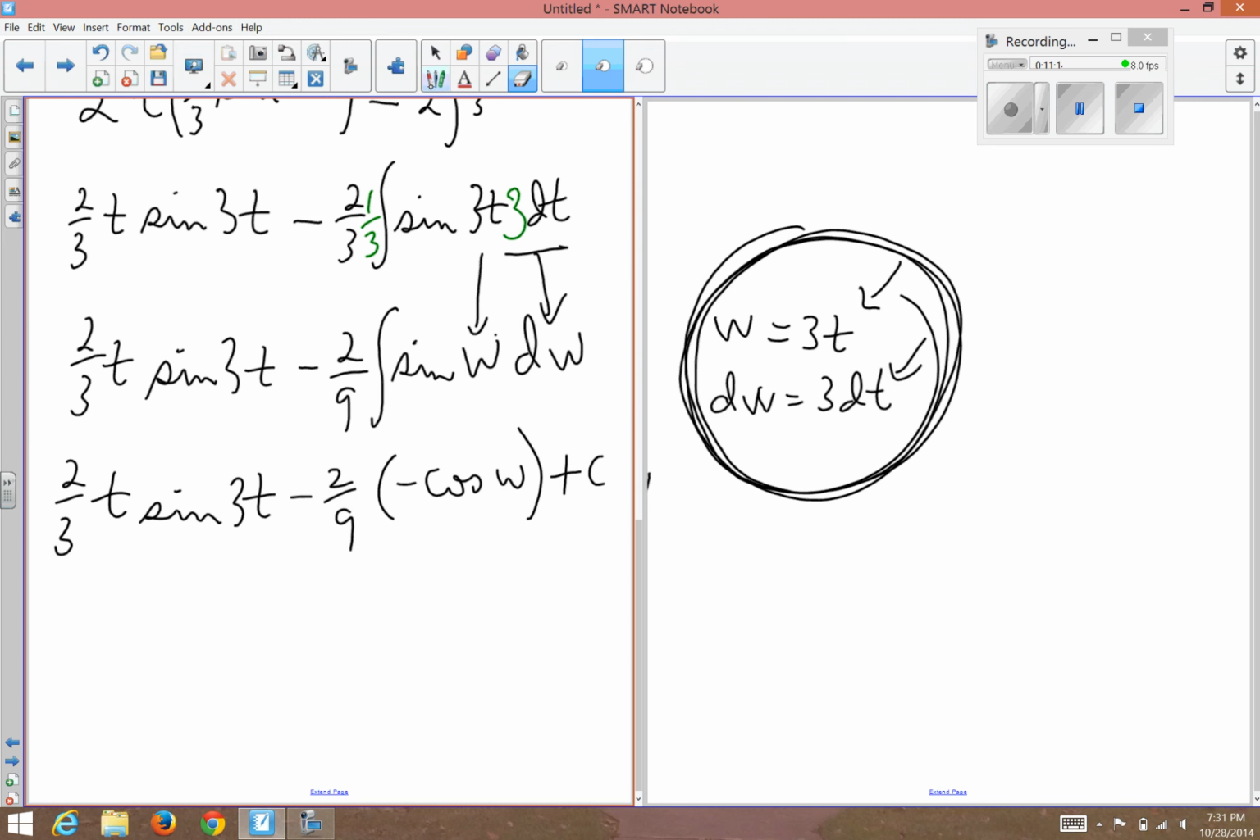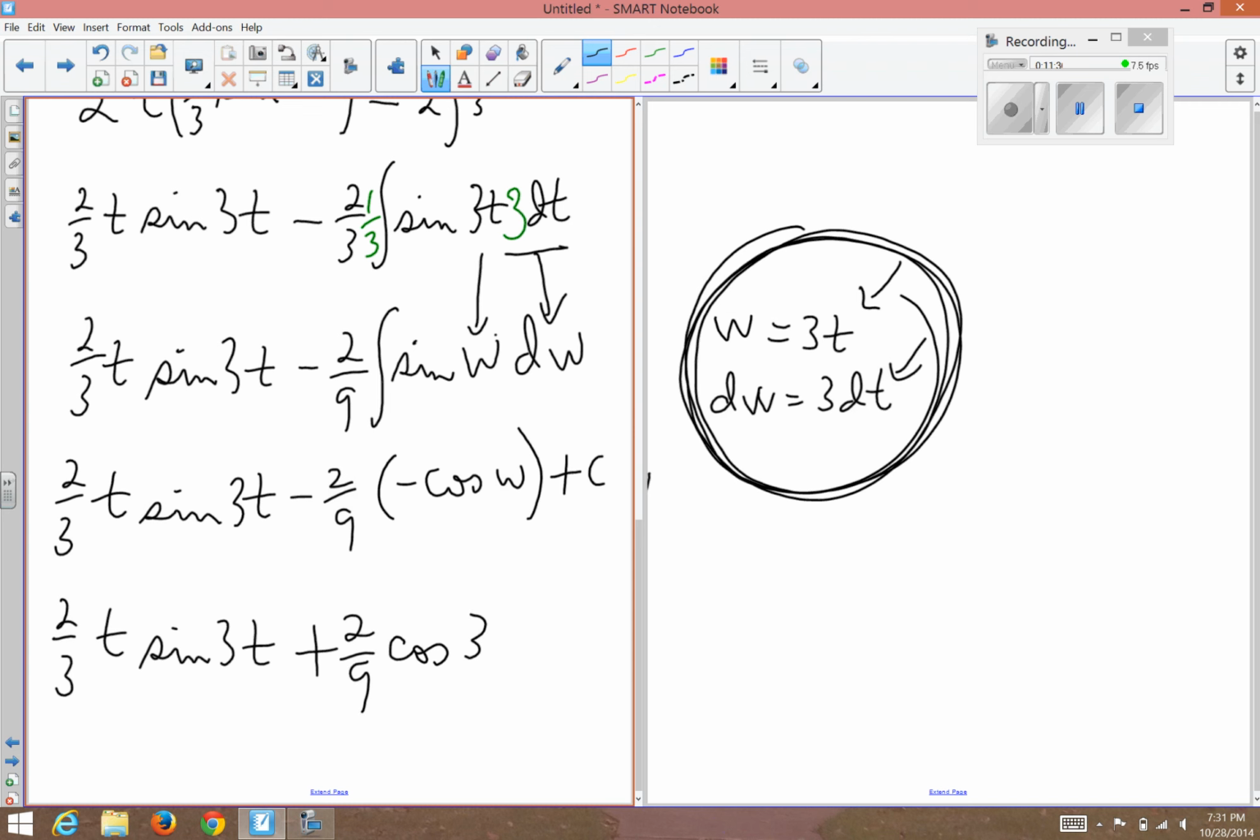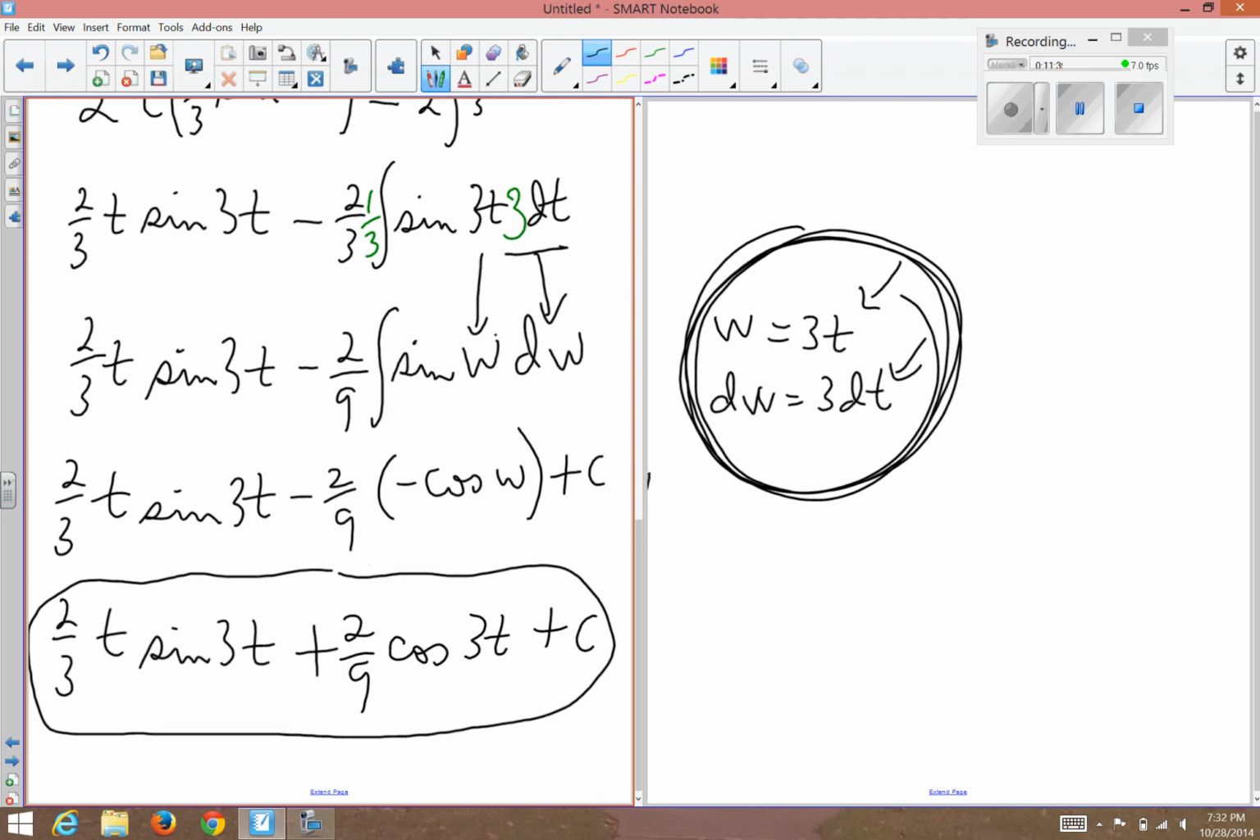Final answer is 2/3 t sine 3t plus, there's negative times negative, that's plus 2/9 cosine 3t plus c. This w turns back into 3t, and we're actually finally done. That's integration by parts. Fun. Not easy.